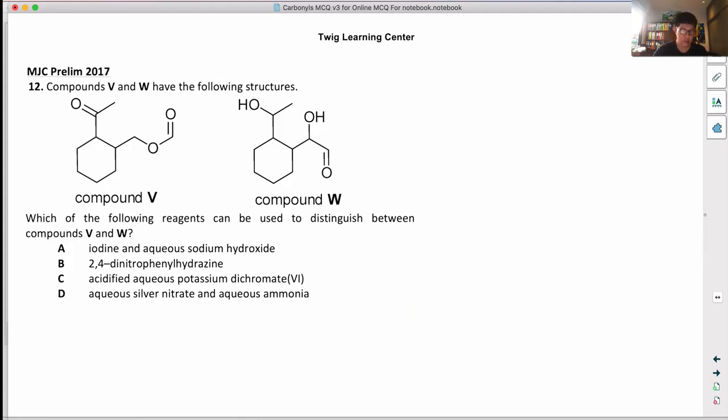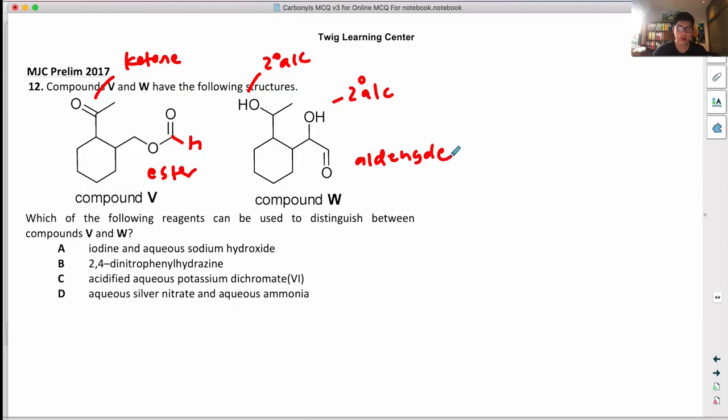Okay, let's try question 12. So what are the functional groups here? There's a ketone here. In fact, this one actually is an ester. It's an ester over here. This is a secondary alcohol, and this is a secondary alcohol. And actually this is an aldehyde. Okay, this is an aldehyde. So if I look at V and W for A, B, C, and D.